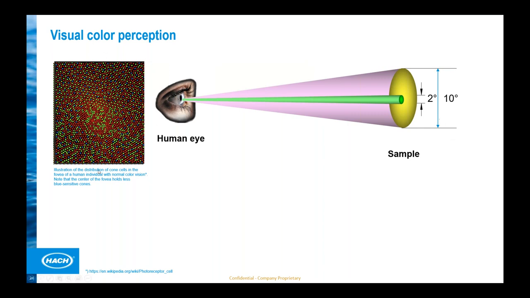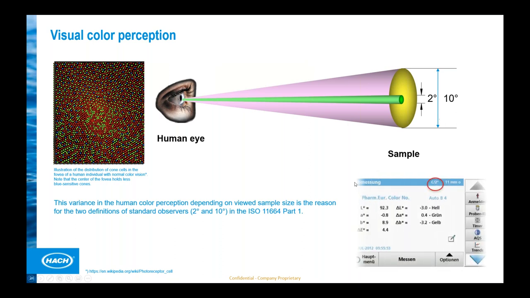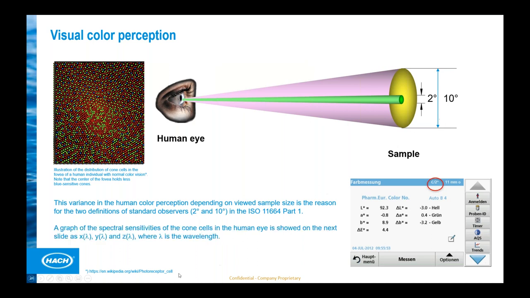This bigger size includes more of the blue-sensitive cones on the retina. This has a small change on the human sensitivity. This is given also in the readings. That means when you do a color measurement, you will find either the standard observer definition of the 2-degree standard observer or of the 10-degree standard observer. Here, for instance, on the Likos screen, in the header line, you will find the actual setting of the instrument. And in this case, the 2-degree standard observer is used for the calculation of L, A, and B values.